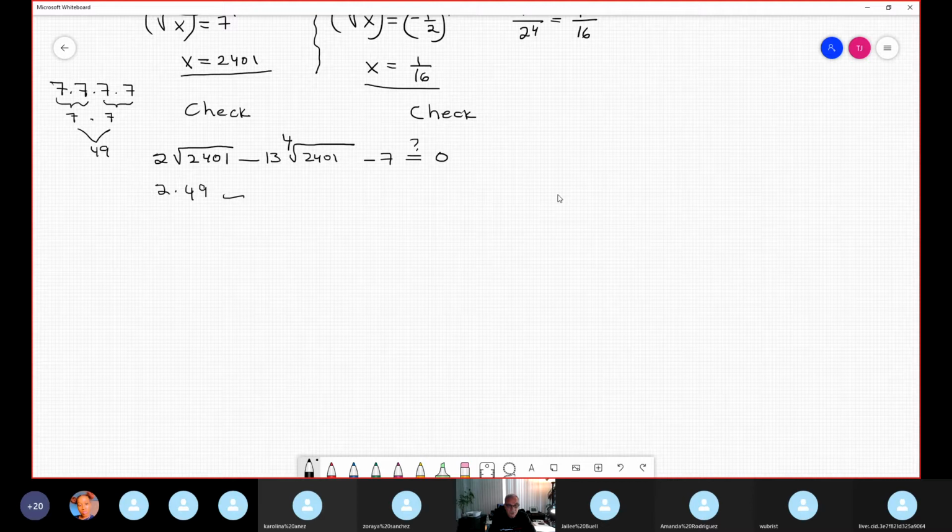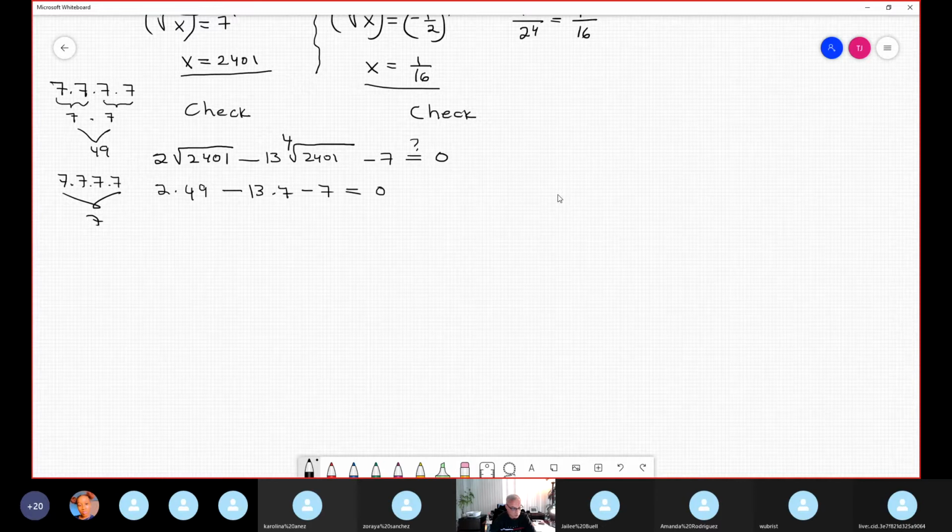Minus 13 times the 4 root of 2401. Okay, it's easier because 2401 comes from the multiplication of four 7s. And when you apply the 4 root, these four 7s go outside like only one 7. So say 13 times 7 minus 7 should be 0.